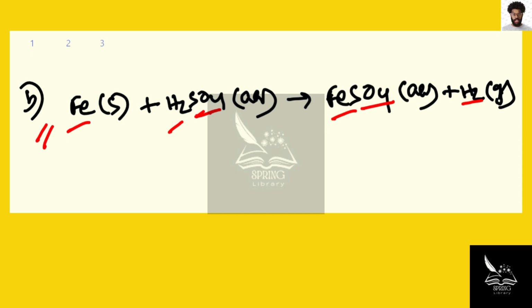Now we have to write the total ionic equation. So iron will react with sulfuric acid, and since sulfuric acid is a strong electrolyte, it will be completely dissociated into its ions, which are H plus and SO4 2 minus.